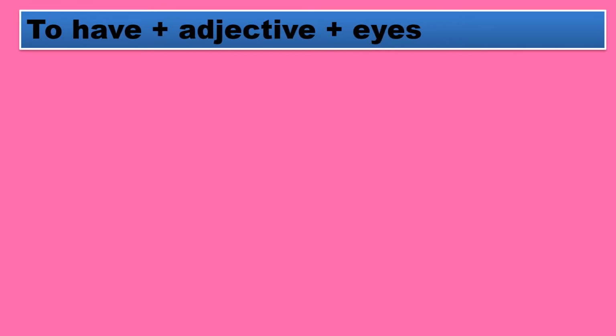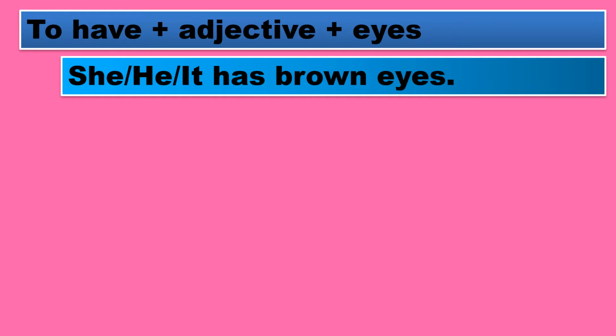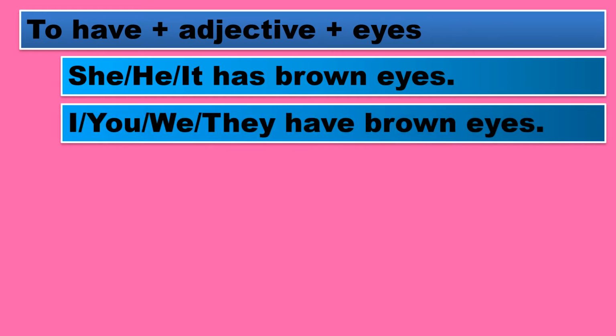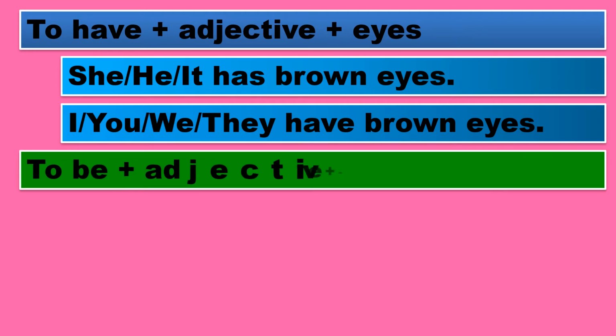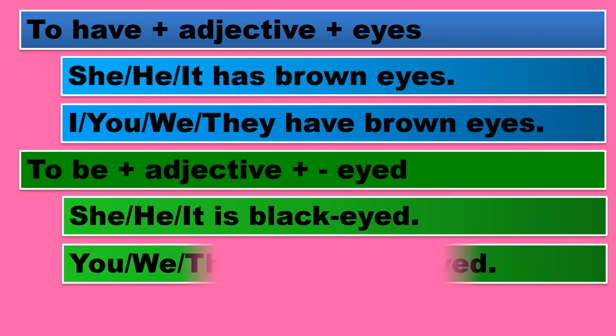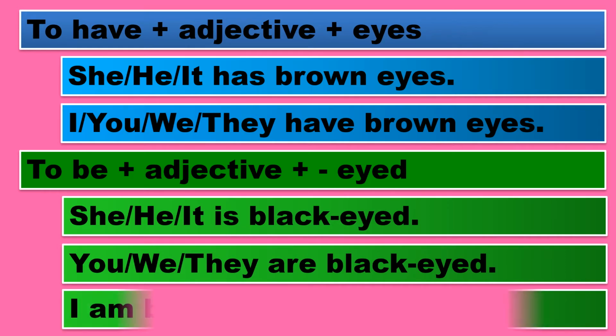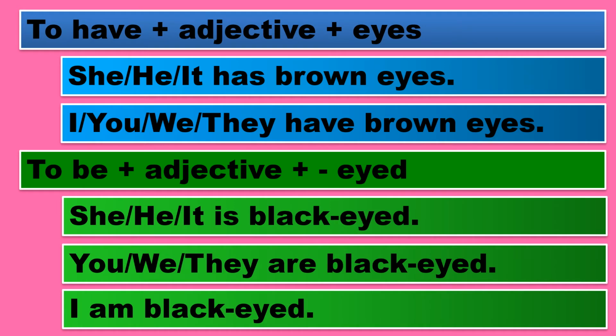In describing the color of the eyes, it's the same as describing the color of the hair. You can use to have plus adjective plus eyes. Example, she, he, it has brown eyes. Or I, you, we, they have brown eyes. Then the other one is to be plus adjective plus dash eyed. Example, you may say she, he, it is black-eyed. And then the other one, you will say you, we, they are black-eyed. Or if you are pertaining to yourself, you may say I am black-eyed.